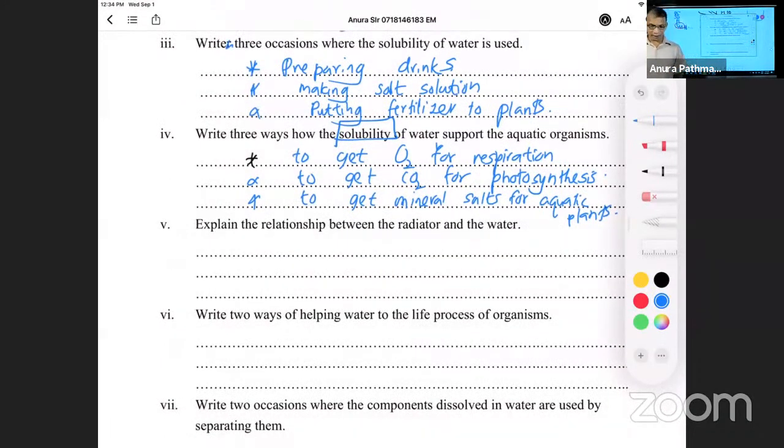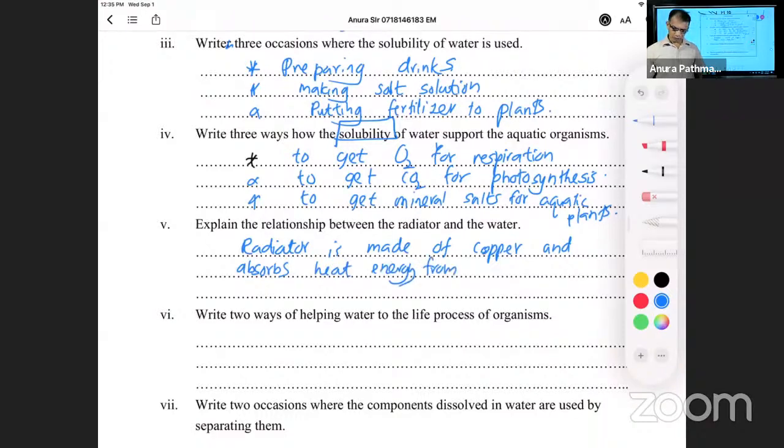Explain the relationship between the radiator and the water. Radiator is made of copper and absorbs heat energy from water which comes from the engine.